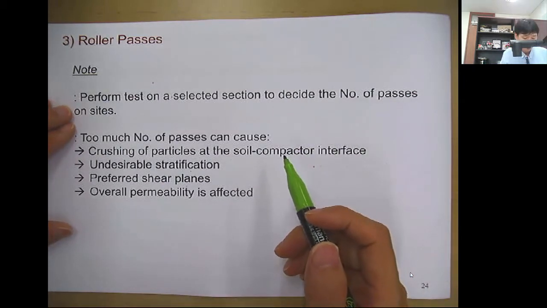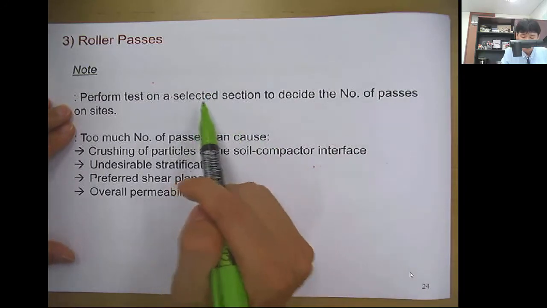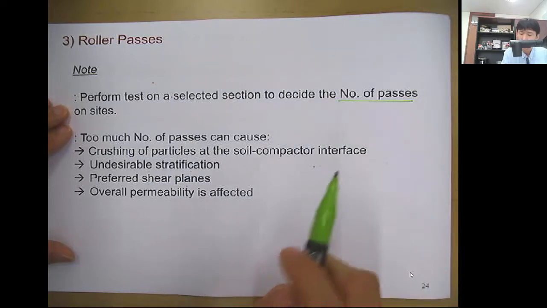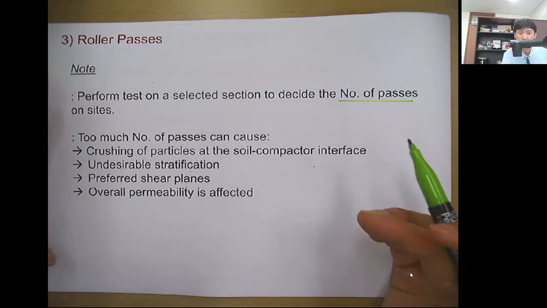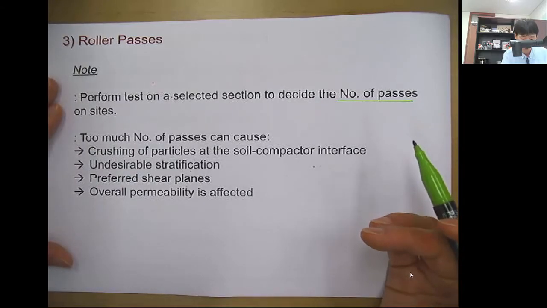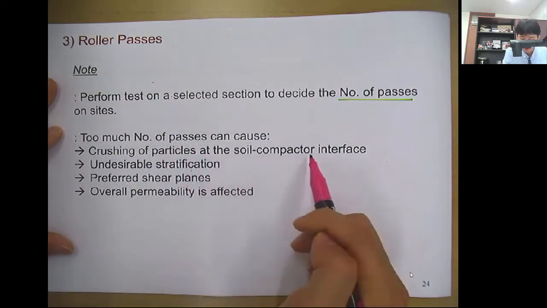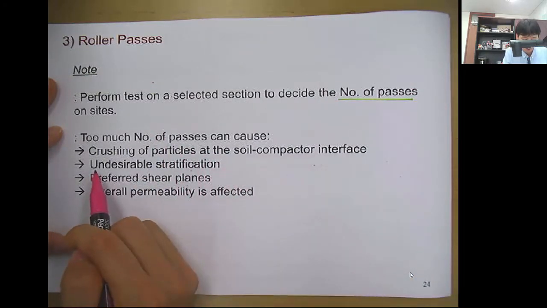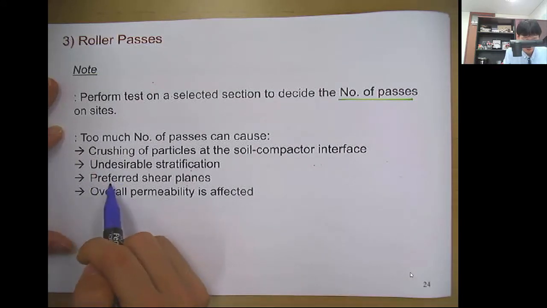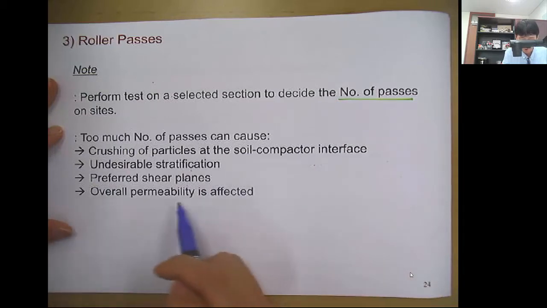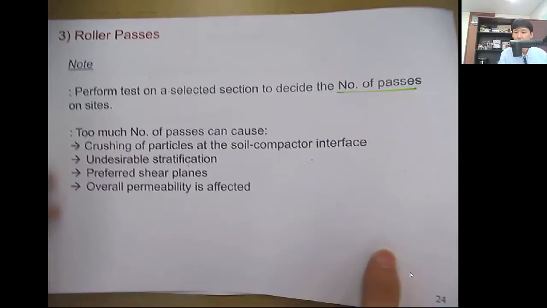One thing to notice is that people also typically perform tests on a selected section to decide the number of passes in the field. So it's kind of a field pilot test before they decide the number of passes. And too many passes can cause the crushing of the particles at the soil compactor interface, and also it can cause undesirable stratification, and it can generate a preferred shear plane, and the overall permeability is affected. So we don't want to use too many passes.